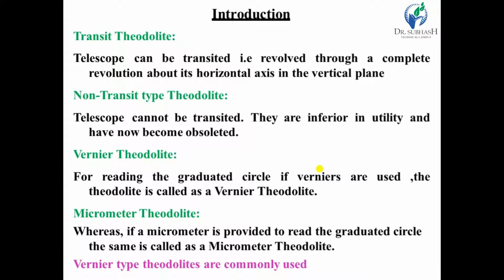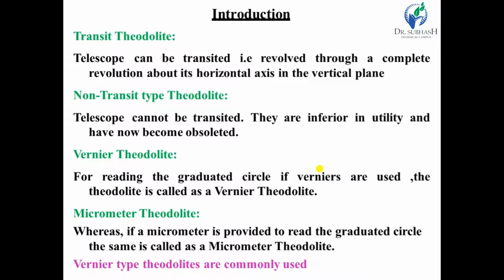Now, as previously we discussed, what is the transit theodolite and non-transit theodolite, and vernier theodolite and micrometer theodolite. The transit theodolite revolves about the vertical axis. Its telescope revolves about the vertical axis, like the telescope can be transited. In non-transit theodolite, the telescope cannot be transited.